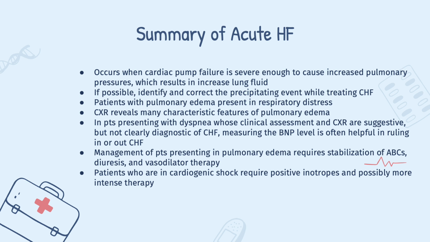So our key points of acute heart failure. We know it occurs when the pump failure is severe enough to cause increased pulmonary pressures, which then results in fluid retention in the lungs. If possible, really identify and try to correct whatever is driving the heart failure. They will definitely present in respiratory distress when they're in flash pulmonary edema. Chest X-ray has very classic characteristics that we'll see, like the bat winging, Kerley B lines, etc.